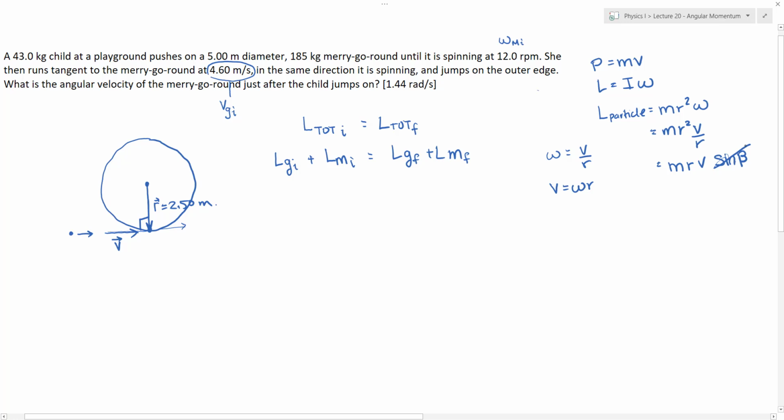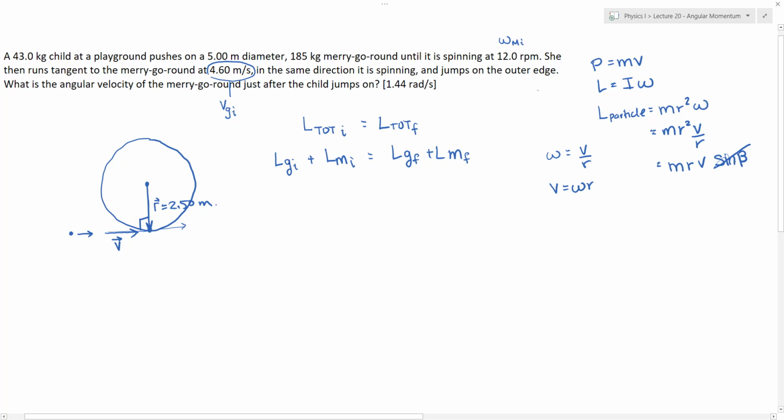So it doesn't matter which equation we use for the angular momentum of a particle if we know that the angle between the velocity vector and the r vector is 90 degrees. So we can use mr squared omega or mrv. They're both the same thing. And it's the same as I times omega, because I is mr squared for a particle. Okay, so I hope this is making sense.